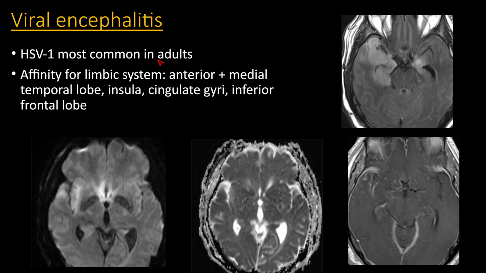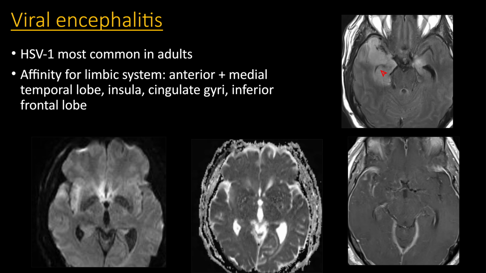So next we'll talk about viral encephalitides, and in particular HSV1 being the most common in adults. So HSV1 has a big affinity for the limbic system. And what's the limbic system? Limbic system includes the anterior medial temporal lobe. It includes the insula, as well as the cingulate gyri and the inferior frontal lobes.